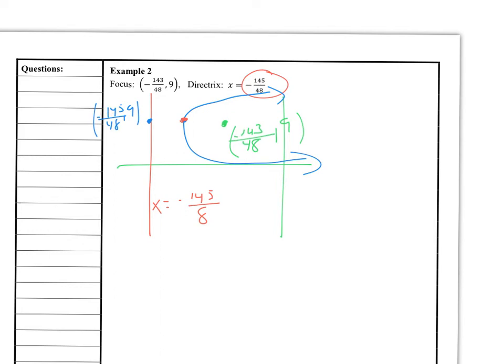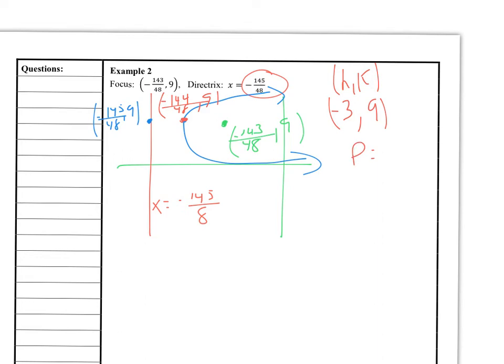Not much to it. So we have 144 over 48, comma 9. So we now have that vertex point. So h comma k is what we're looking for. And it just so happens that negative 144 over 48 is negative 3. Okay, I'm going to type that one in, comma 9. The only thing we need now is the p-value. Once we have p, we're good to go.